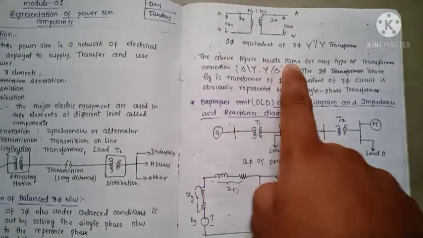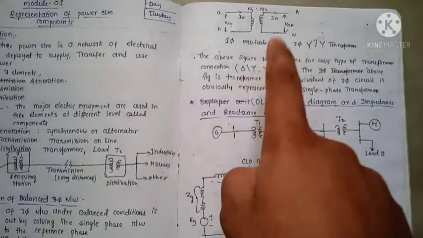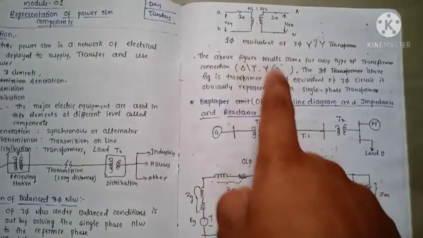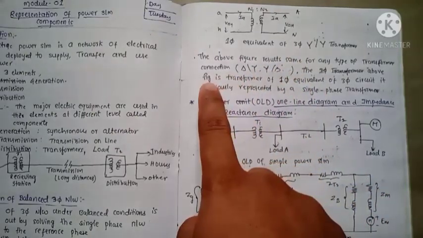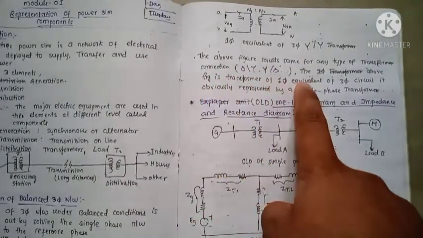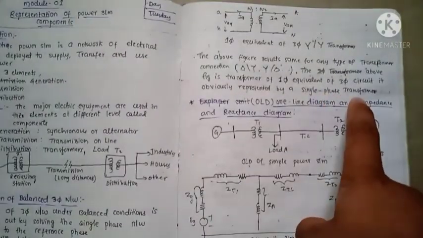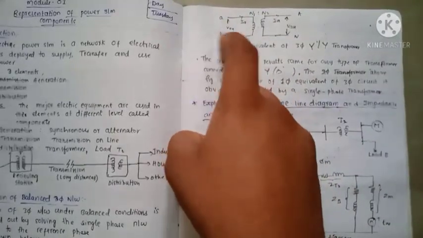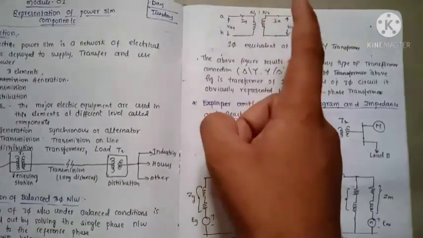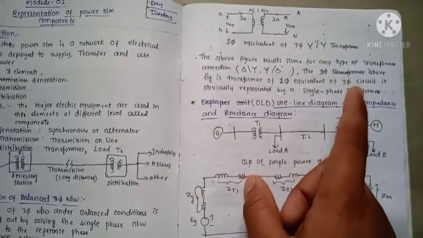Then the above figure results the same for any type of transformer connections. The above figure results the same for star or delta to star, whatever may be the type of connections of the transformer. Next, the above figure is the single phase equivalent of a three phase transformer circuit. It obviously represents a single phase transformer. Just now I said, in the previous figure we saw that this is three phase, this is three phase, this is primary, this is secondary. These two constitute a single phase transformer, right? That's what it means.